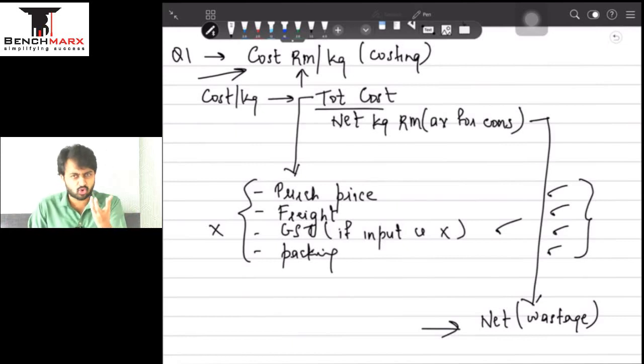So this is pure costing. We are pricing the raw materials. We are not doing any sales, profit, or cost sheet. Nothing like that. We only have to find the price per kg of raw materials.